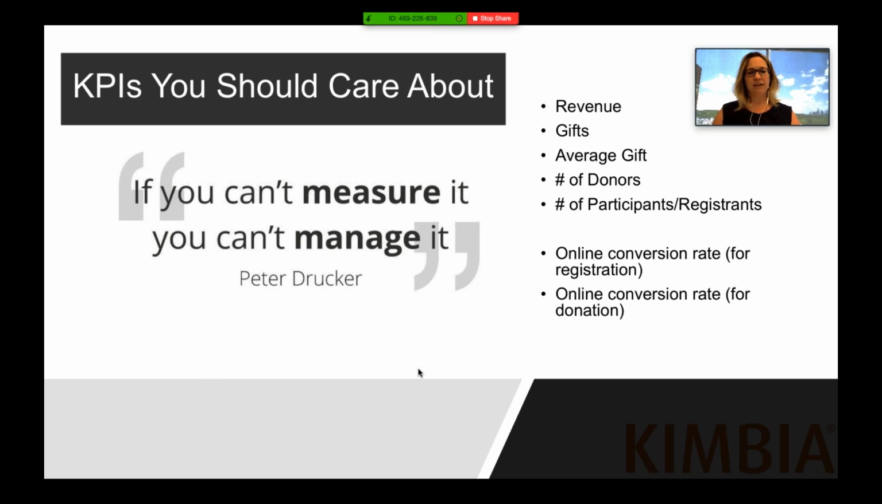If you're using any sort of an online system, you should be able to pull, obviously, total revenue from the event, total number of gifts, the average gift. You might need to do that in Excel. The number of donors, the number of participants and registrants. And then you also want to look at the online conversion rate for registration and online conversion rate for donation. That might be something you have to get a little more into the weeds with, looking at how many people landed on your page and how many people actually donated to get that conversion rate, or how many people landed on the registration page and how many people actually registered.